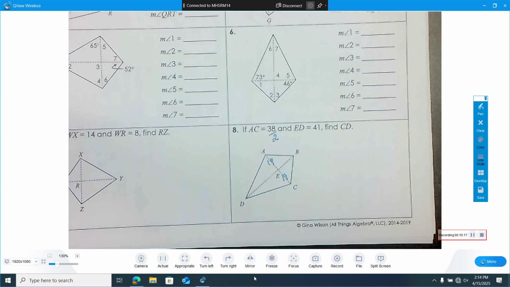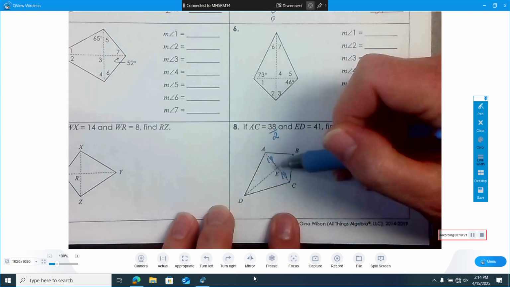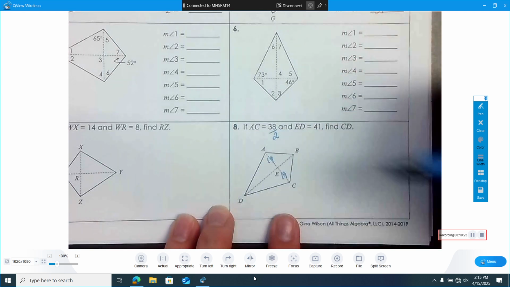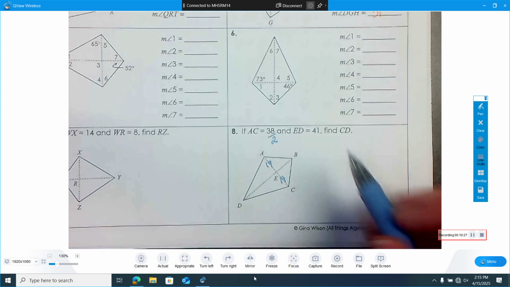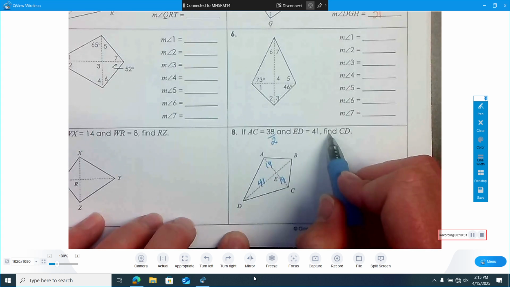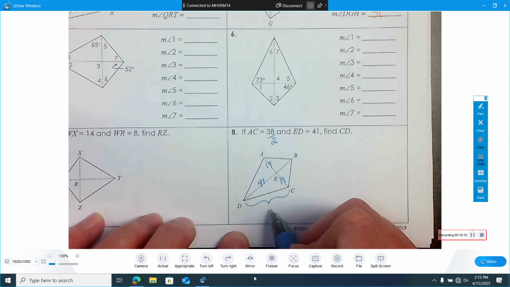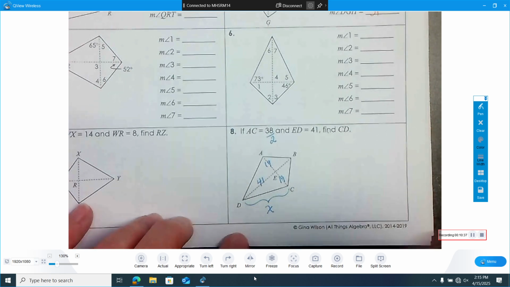Okay, it is like a reflection. It is a mirror image. This upper triangle, if you flip it over, they do land on each other, so we know those triangles are congruent, so their heights would be congruent as well. So good thinking. ED is 41, and we want to find CD. I don't want to figure out this distance, so I'm going to just call it X. What should we do?